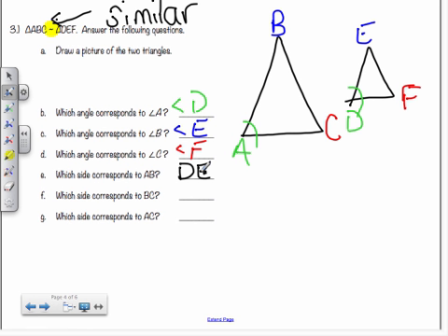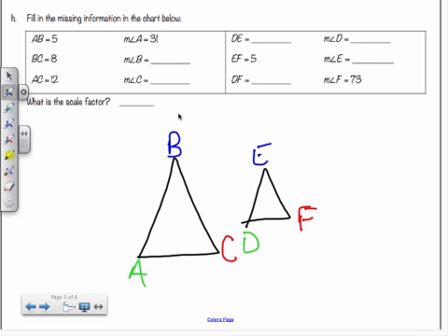Okay, in question F, it says which side corresponds to BC. So here is BC, which is the same thing as EF. So my answer to this is EF. And then what side corresponds to AC? This right here is AC, so the side that corresponds to it is DF. All right, so let's go ahead and look at question H.